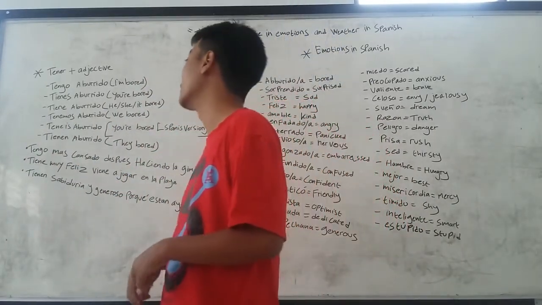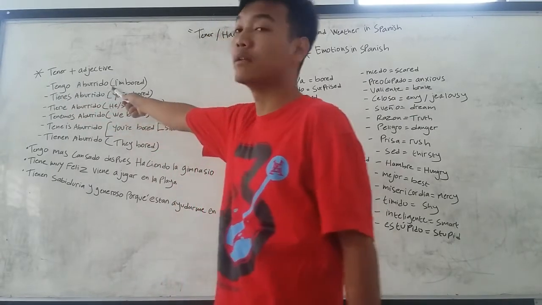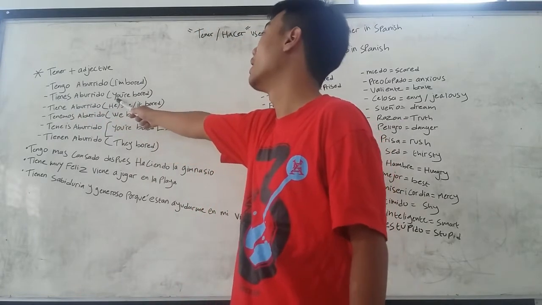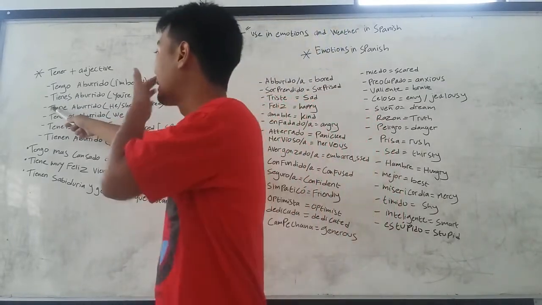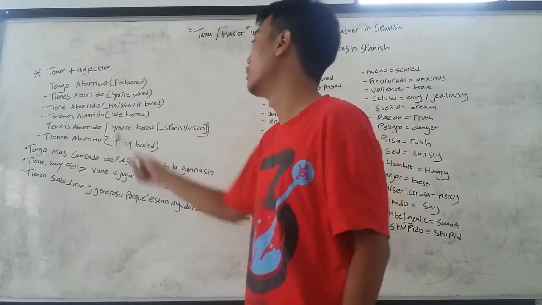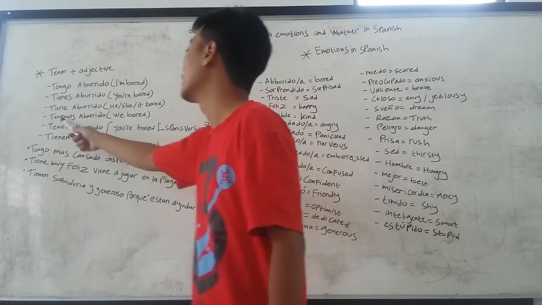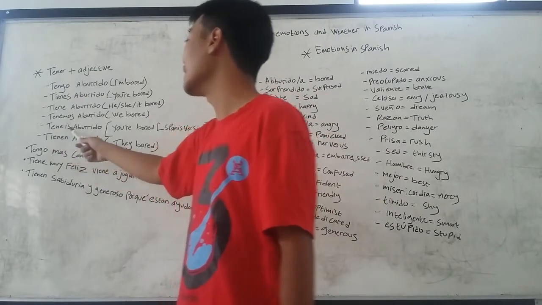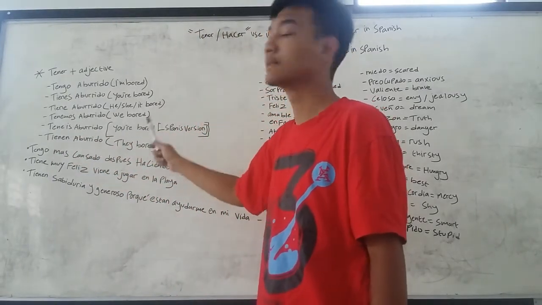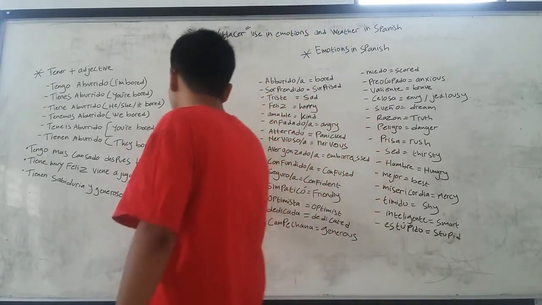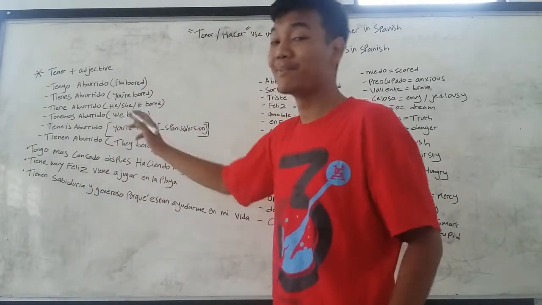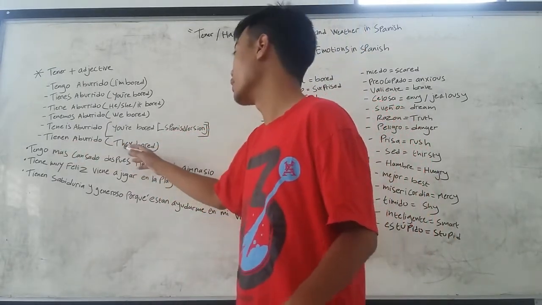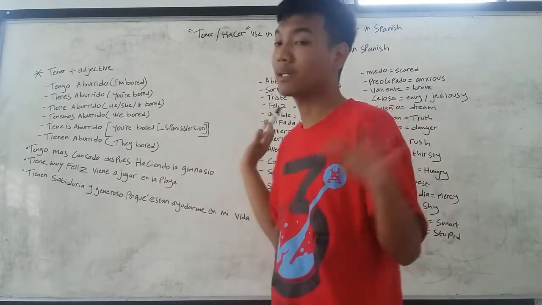So we have tengo aburrido, means bored. Tienes aburrido, you are bored. Tiene aburrido, he, she is bored. Tenemos aburrido, we are bored. Tenéis aburrido, you are bored, the Spanish version. Tienen aburrido, they are bored. Bosan.